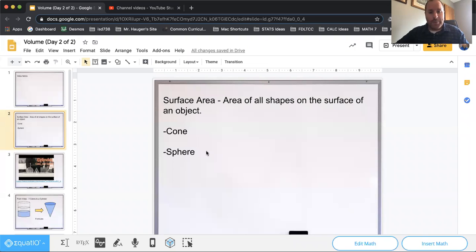Here we're going to look at a little bit more volume stuff, just kind of reviewing on that, but we're going to look at cones and spheres. That's what they're called. I couldn't think of that word for a second. But cones and spheres are what we're going to look at today.